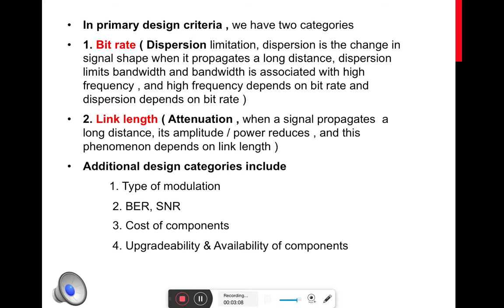And as I've already mentioned, when you're designing a system, we have to consider the primary design factors, which are bit rate and link length. There are certain additional design categories also, the secondary design factors that we have to consider. Those are the type of modulation, bit error rate, the signal to noise ratio, the cost of the components involved in our communication system, and the upgradability and availability of the components that we are using in our optical communication system. All these factors we have to consider when you are designing the optical link.